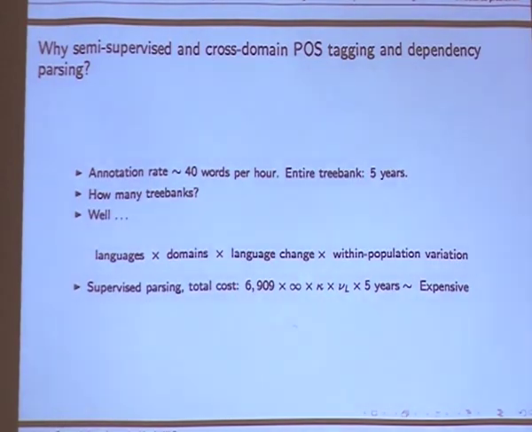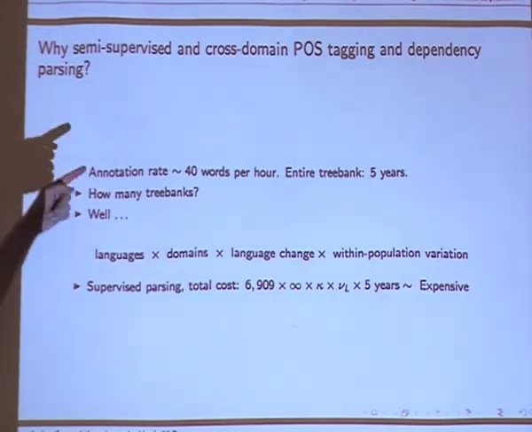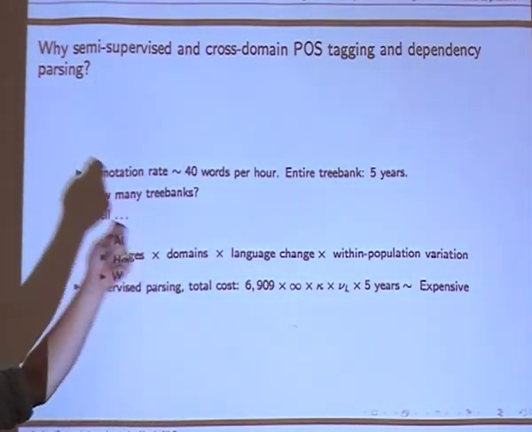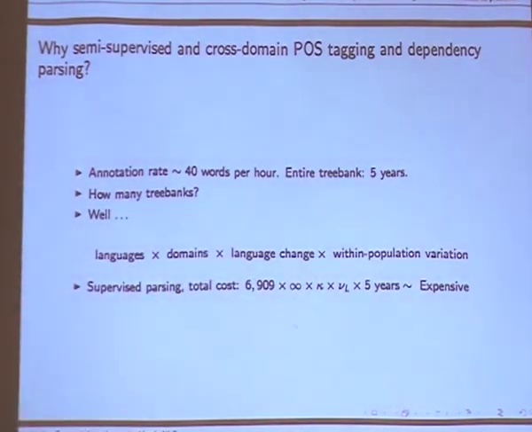Right. So just to step back for a moment and think, why are we doing this? Part-of-speech tagging and dependency parsing are really good cases for doing domain adaptation, or bias correction, because treebanks are really expensive. Some have reported an annotation rate of 40 words per hour. If you want a decent-sized treebank, that means that it takes about 5 years to construct a treebank. You might argue with that. I have no experience in treebanking whatsoever.